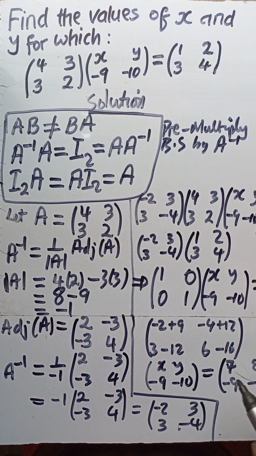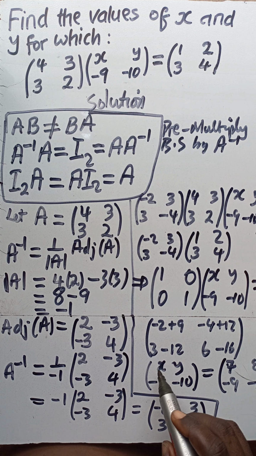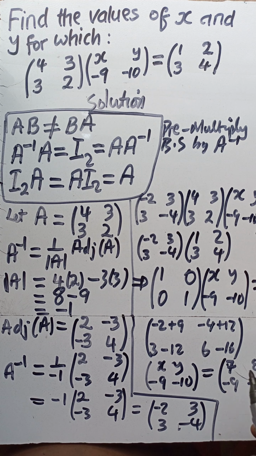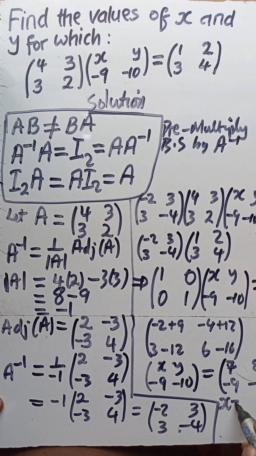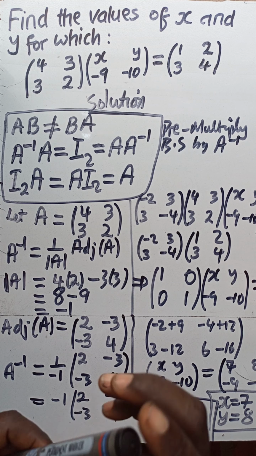Okay. Now, we have this matrix equal to this matrix. What do we see? Corresponding entries must be equal. This entry here corresponds to this, they are equal. This entry corresponds to this, they are equal. Automatically, this entry which corresponds to this must be equal. So we'll say x equals 7. This entry which corresponds to that must be equal. And so y equals 8. So these are the values of x and y.